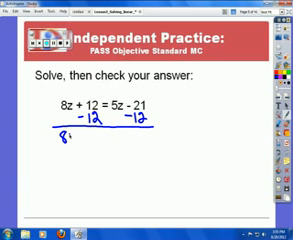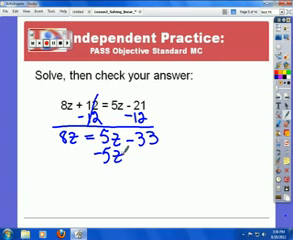Bring down the 8z. Positive 12 plus negative 12 is 0, which cancels. So that's going to be equal to 5z minus 33. I then need to get the constant of negative 33 by itself. So to get rid of the 5z, I'm going to add the opposite. So I'm going to add a negative 5z to both sides of my equation.